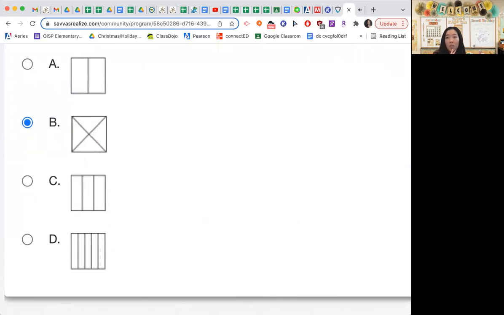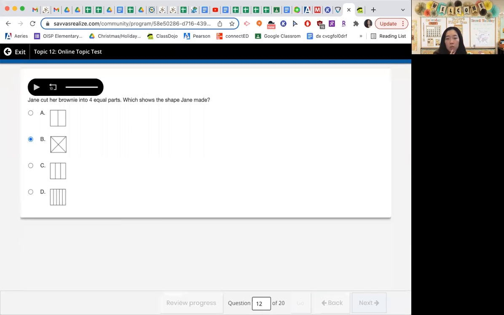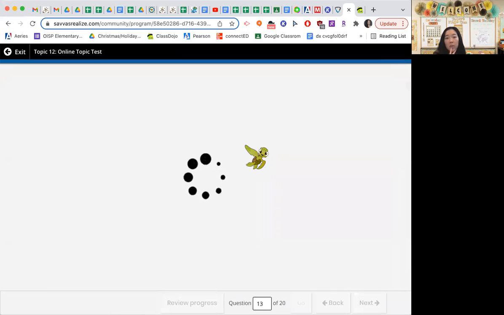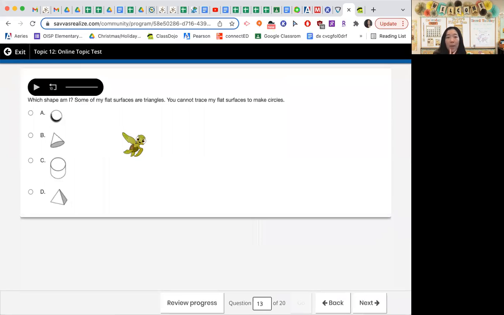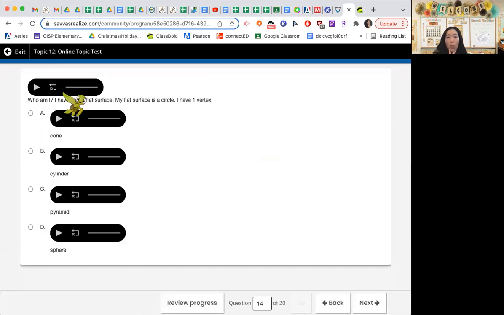These next couple questions, you guys are going to answer them all together. Okay, number 13. Which shape am I? Some of my flat surfaces are triangles. You cannot trace my flat surface to make circles. So which of those gives a flat surface of a triangle? It's not a cone because that's not a flat surface. Pyramid. Pyramid, very good.